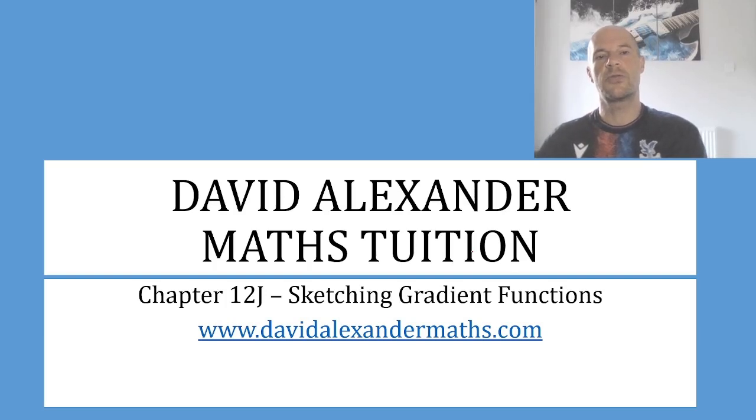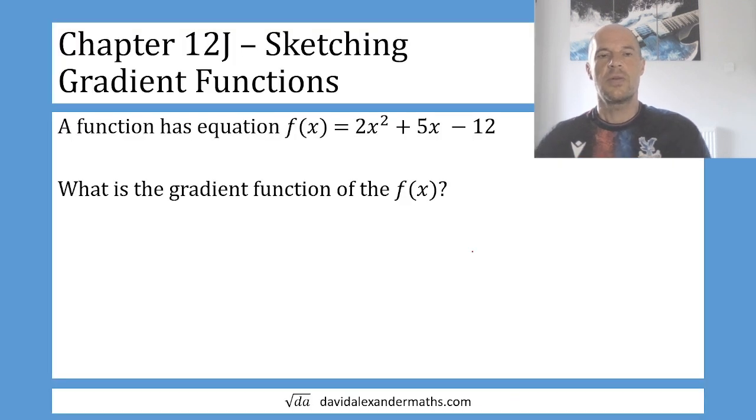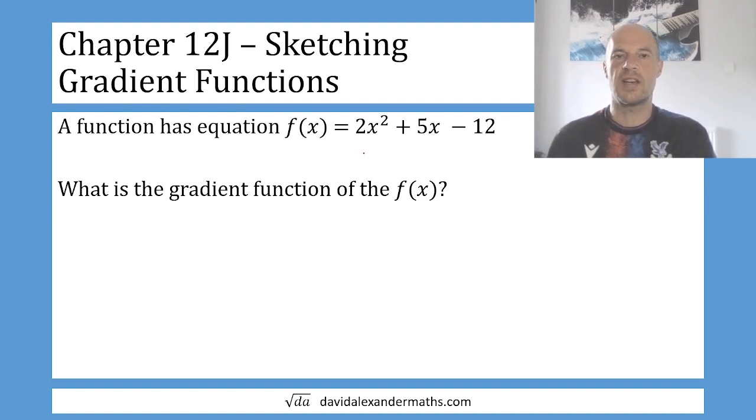This is chapter 12J on sketching gradient functions. When you've got the equation of a graph, it's quite easy to sketch the gradient function. First of all, we need to remember that the gradient function is the derivative of the original equation. So if f of x is 2x squared plus 5x take away 12, then our derivative, f dash x or dy by dx, is 4x plus 5.